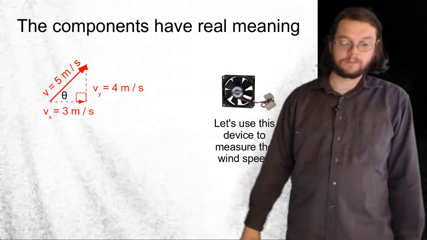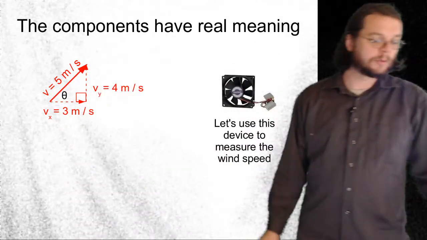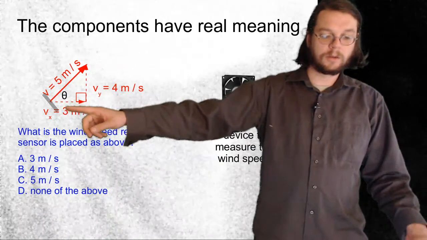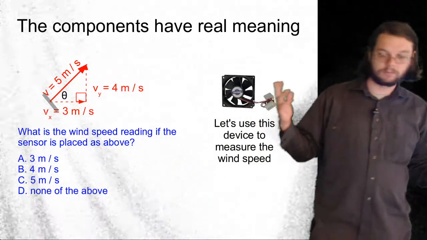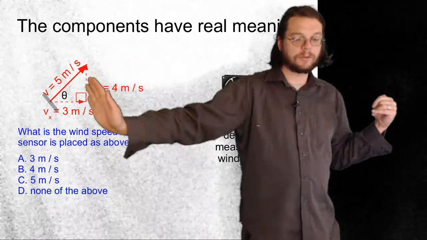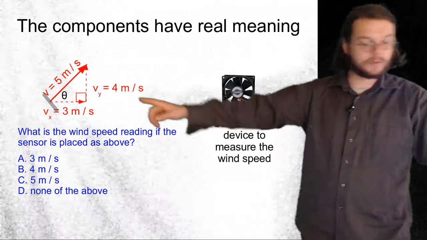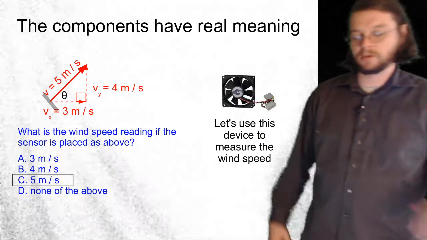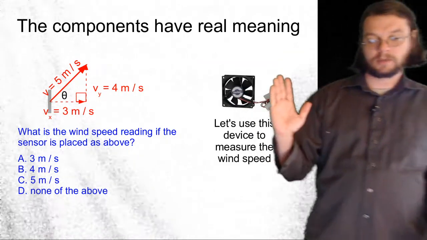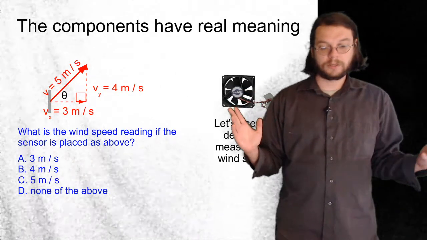So if we use this to measure the wind speed, and let's say that this is the wind speed, you'll notice that 3 squared plus 4 squared does in fact equal 5 squared, by the way. But if we use this little fan and we set it like this to measure the speed, what are we going to find? If we set the fan perpendicular to the direction that the wind is blowing, not a trick question, if the wind's blowing 5 meters per second and we're perpendicular to it, it's going to give us 5 meters per second.